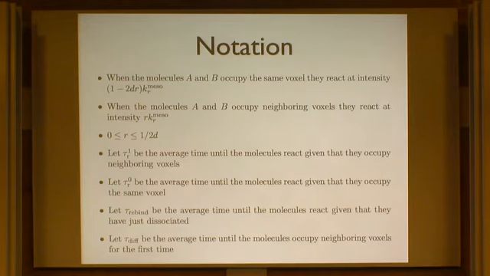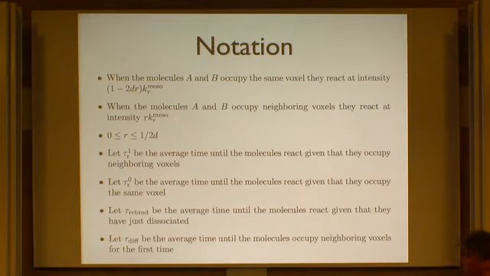First, there's a bunch of notation. Unfortunately, there's quite a lot, so I hope that you'll be able to keep track of it. In this case, we'll have two parameters. It's not just the reaction rate. We'll have R. We'll say that the molecules A and B react at intensity 1 minus 2 times the dimension times R times this Kr meso when they are in the same voxel, and then they react with this intensity when they are in neighboring voxels.